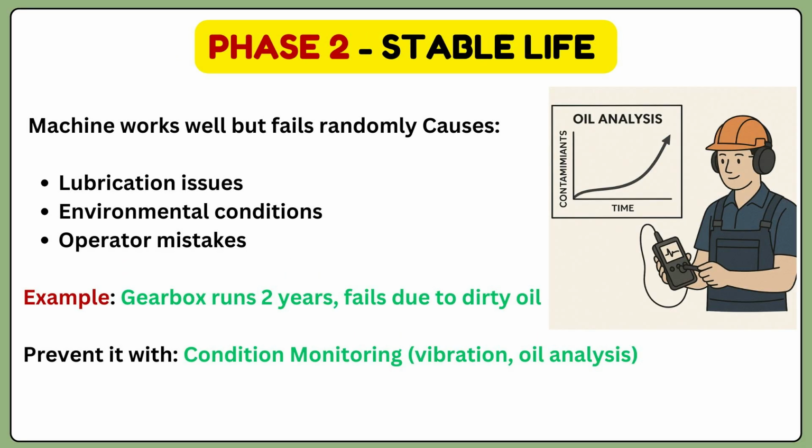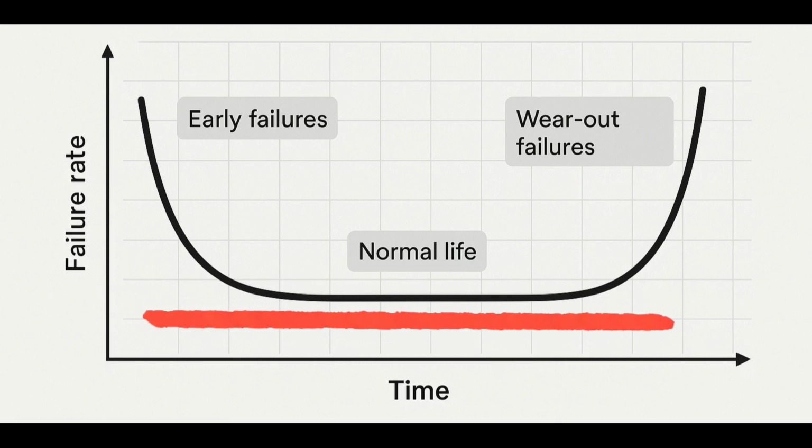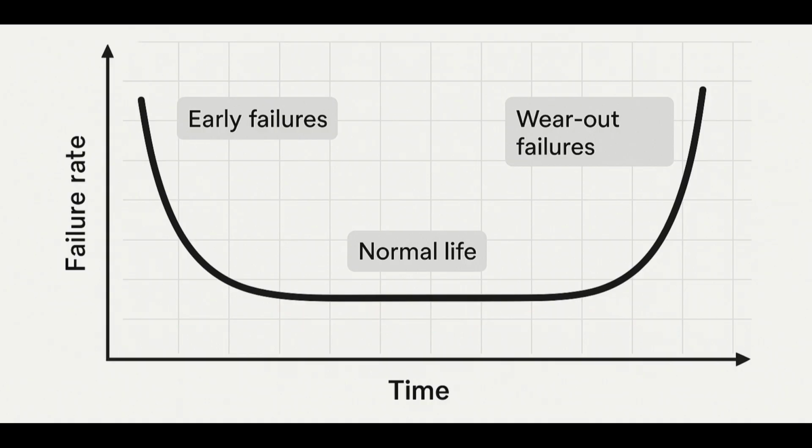The second phase is known as the stable operation, or you can say random failures. If you imagine how a bathtub looks, the middle portion is known as the stable portion, a very long straight line. Machines which fall under this phase actually fail very randomly, right? So what can cause such kinds of failures?